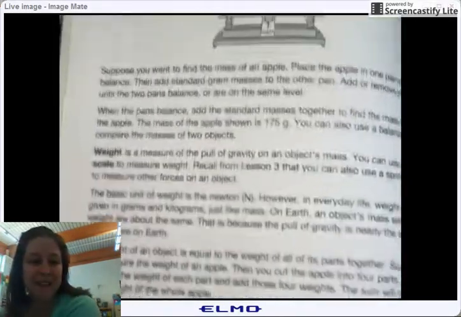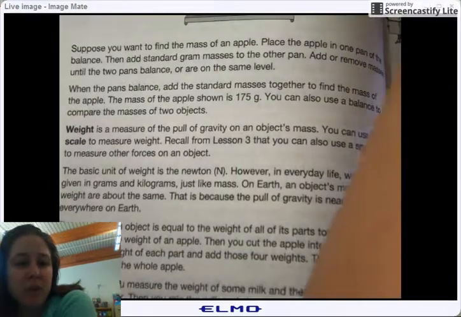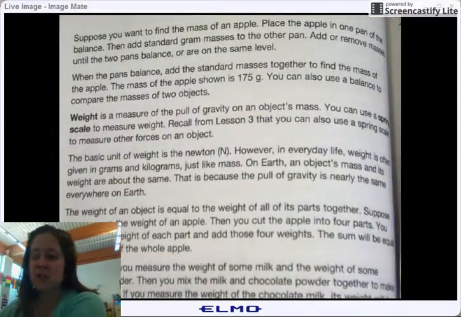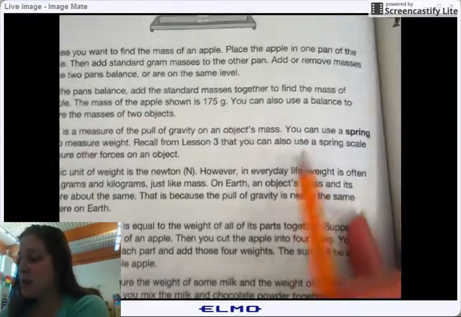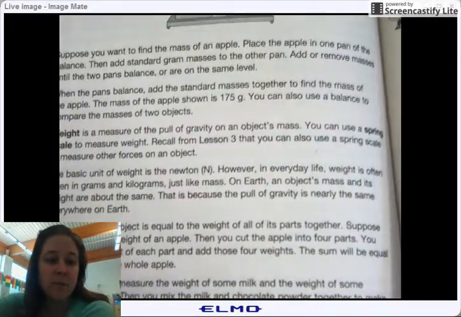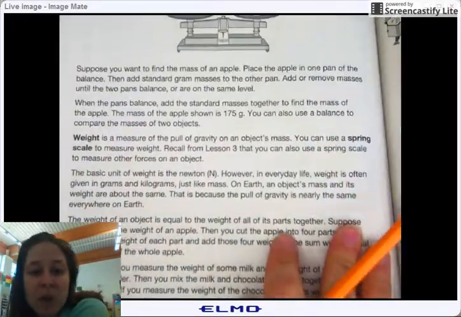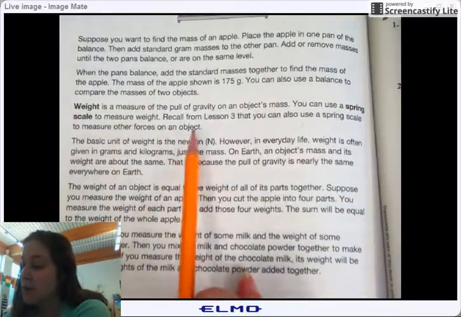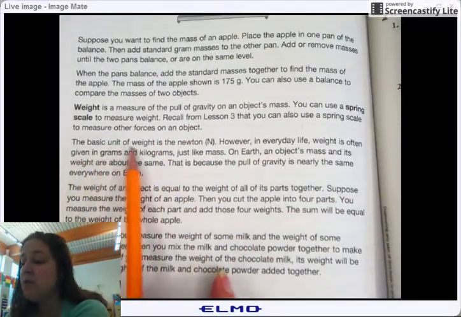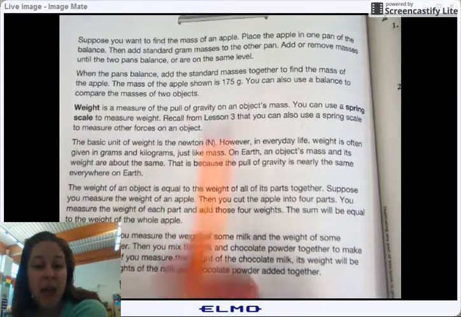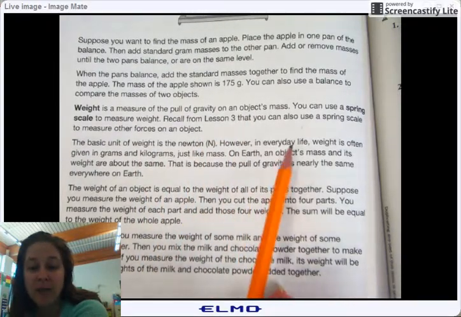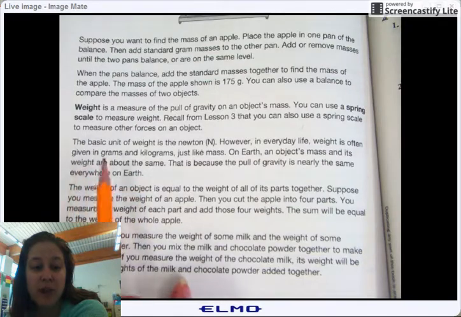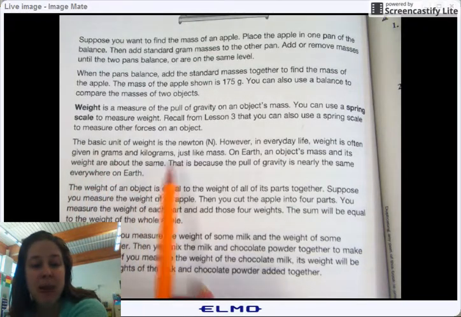Weight is a measure of the pull of gravity on an object's mass. You can use a spring scale to measure weight. Recall from lesson 3 that you can also use a spring scale to measure other forces on an object. The basic unit of weight is a newton, N. However, in everyday life, weight is often given in grams and kilograms, just like mass.